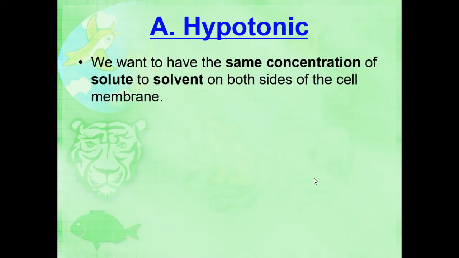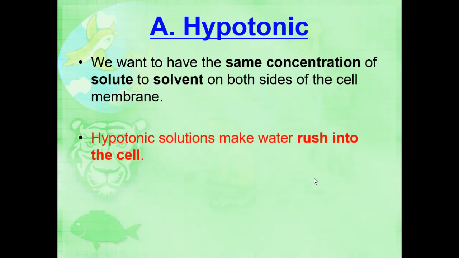So we want to have the same concentration of solute to solvent on both sides of the cell membrane. Hypotonic solutions make water rush into the cell, and this can cause the cell to swell up and burst because you have so much water being pushed into it.